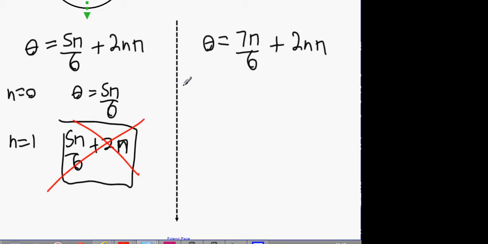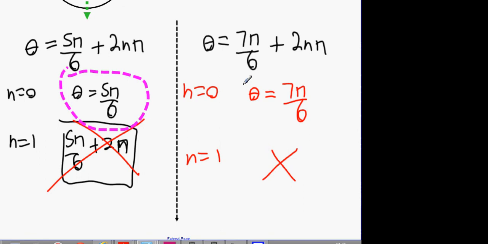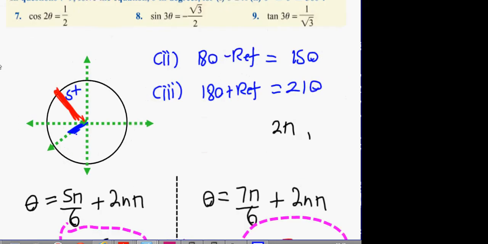Okay, what about this answer here? When n equals 0, what's the answer? 7 pi over 6. And if n equals 1, it's going to be too big. So there's two answers, isn't there? This one here and that one there. I'll obviously do another one of them, in degrees. Okay. Alright guys.